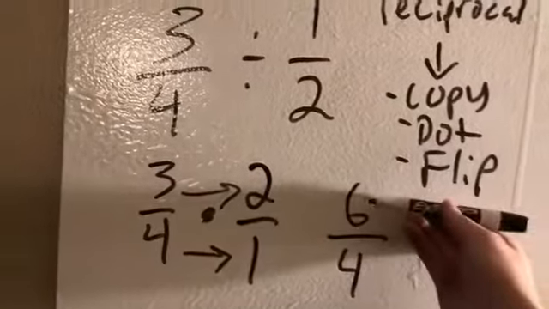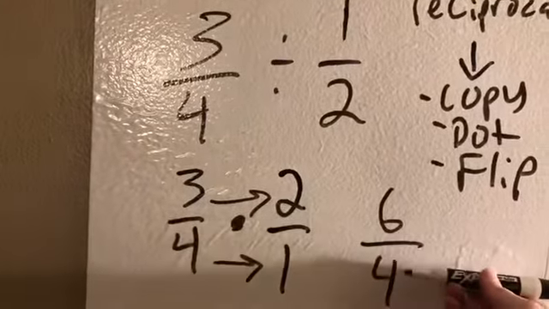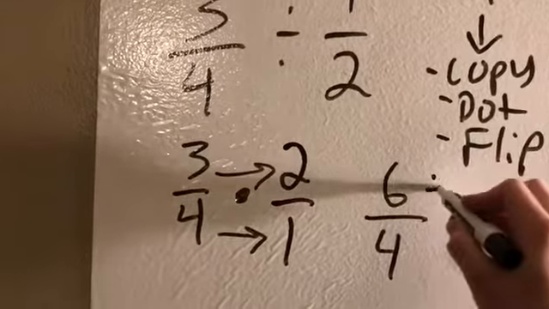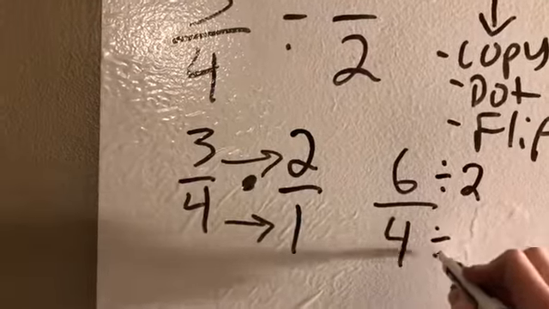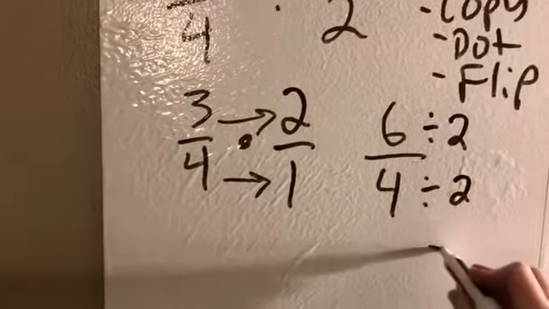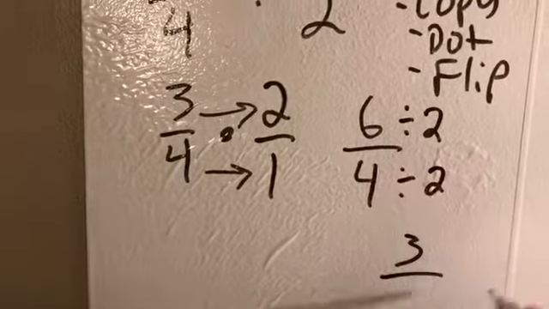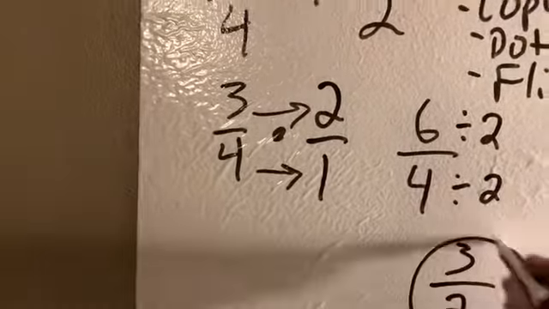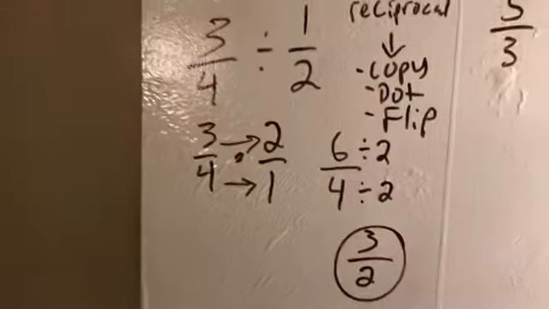Ask yourself, can you simplify this? Can we divide both numbers by the same thing to get a perfect smaller fraction? In this case, both of these are divisible by 2. 6 divided by 2 is 3. 4 divided by 2 is 2. My answer would be 3/2 there.